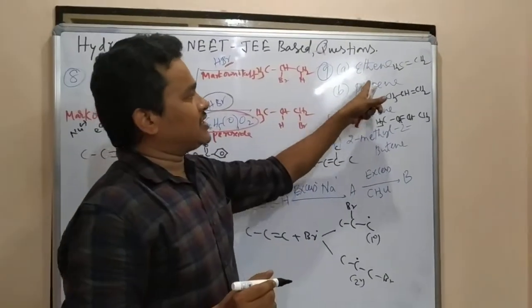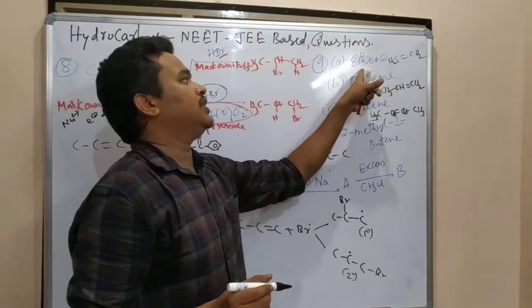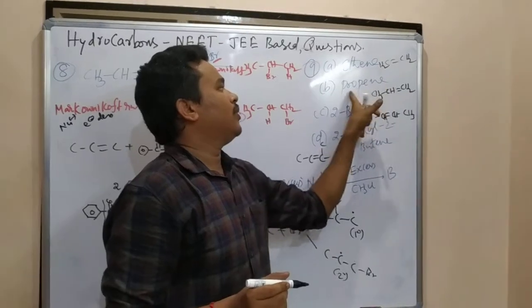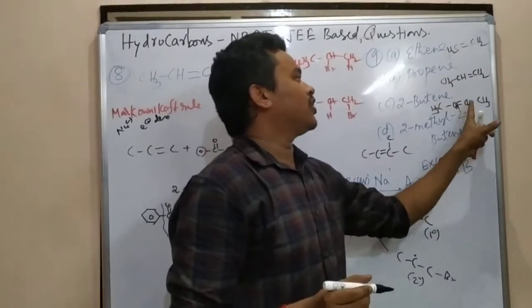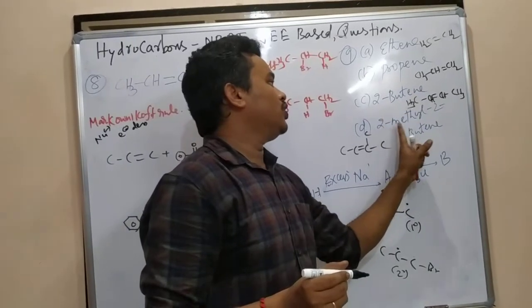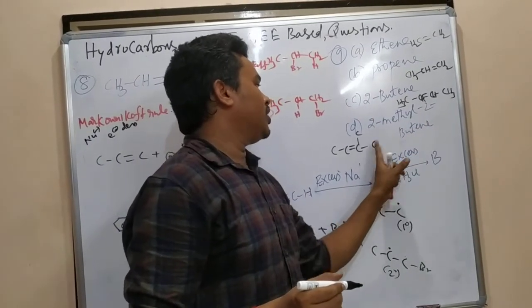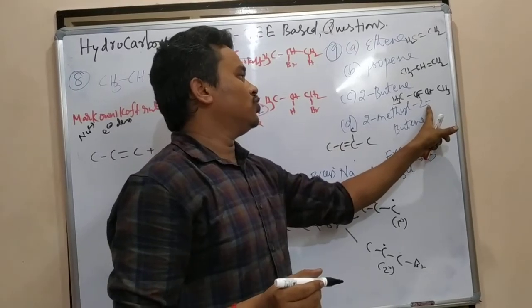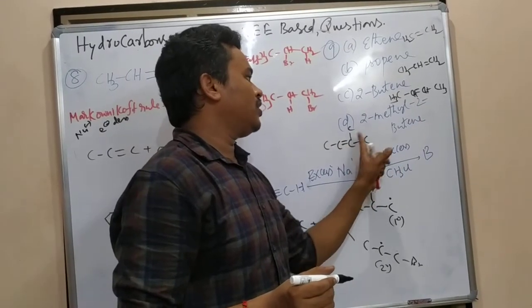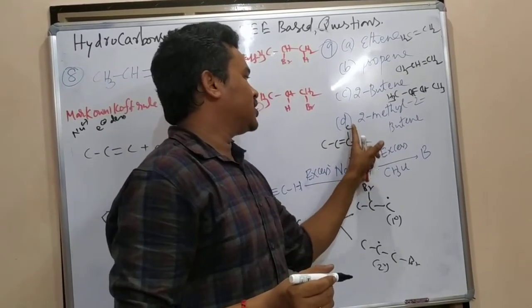So we have to know the structure of each and every name. Ethene, double bond. Propene, 3 carbons with a double bond. 2-butene, 4 carbons, double bond at the second position. 2-methyl-2-butene: butene, 4 carbons, double bond at the second position, and methyl at the second position.